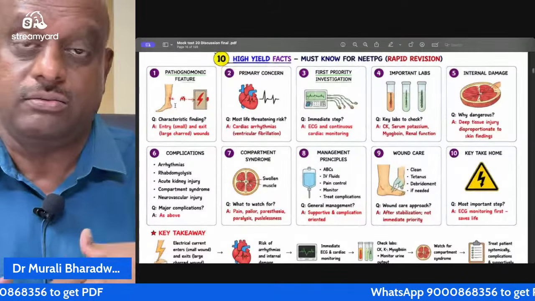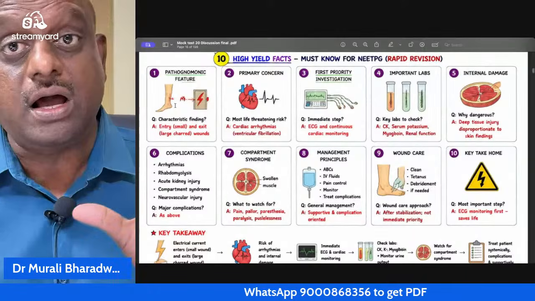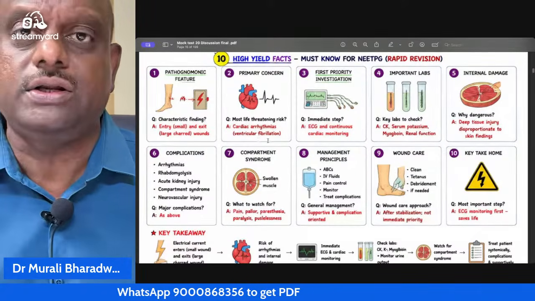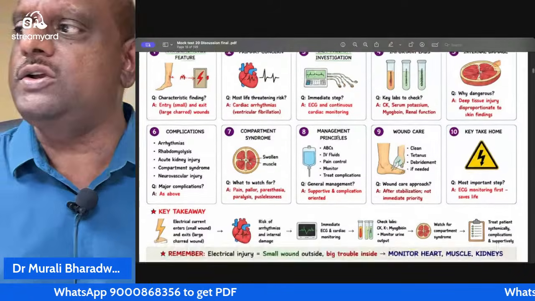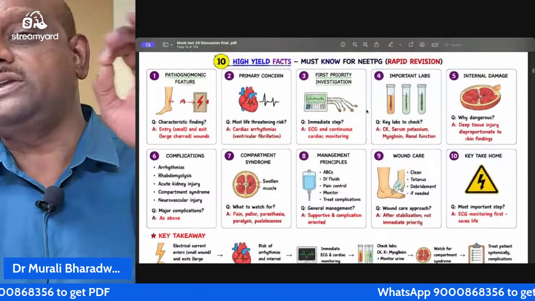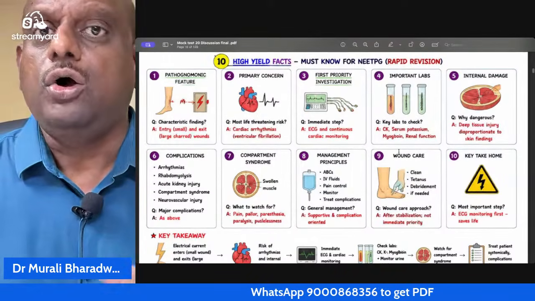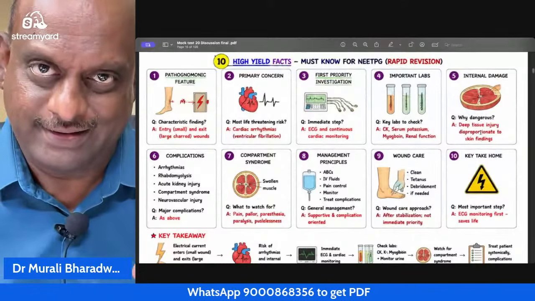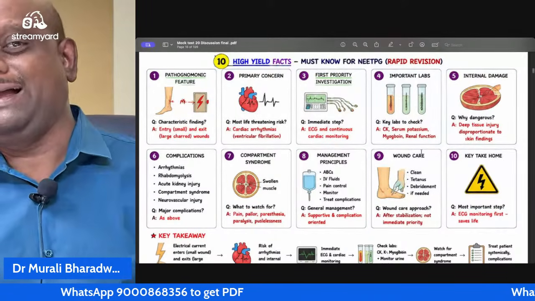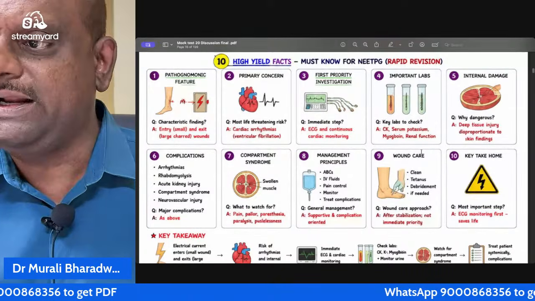Small entry, but when it comes out, that exit wound is large and charred. It can lead to cardiac arrhythmias, ventricular fibrillation. You need to do ECG and continuous monitoring. And you need to look for CPK, serum potassium, myoglobin, because all the deep tissue injury will lead to the development of myoglobinuria and renal shutdown, is what you need to basically remember.